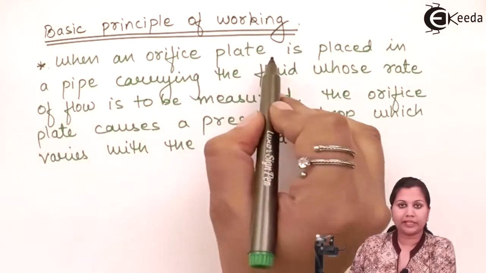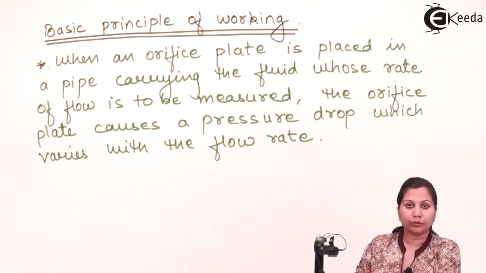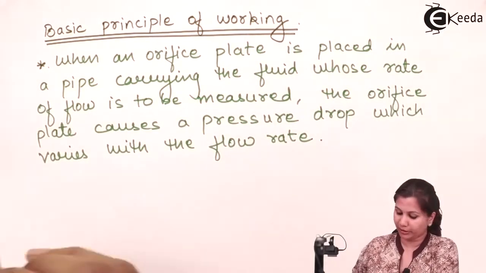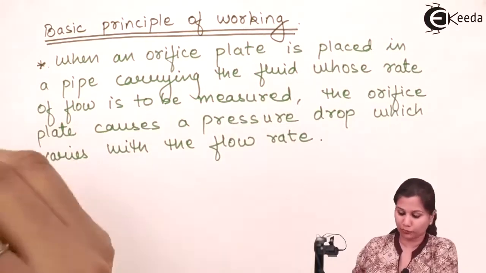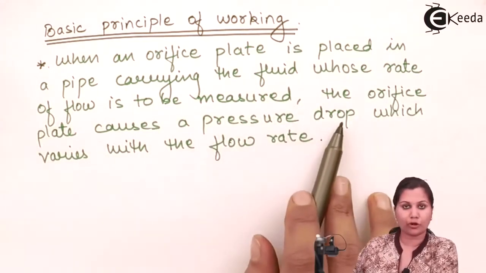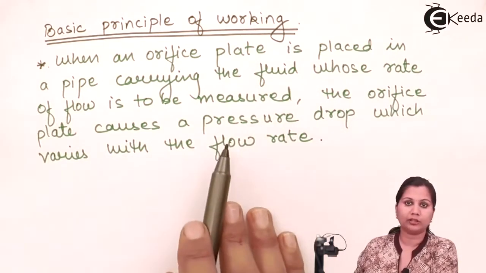When the orifice plate is placed in the pipe which is carrying the fluid whose rate of flow is to be measured, due to the presence of the orifice plate, a pressure drop is going to occur, and this pressure drop varies with the flow rate.